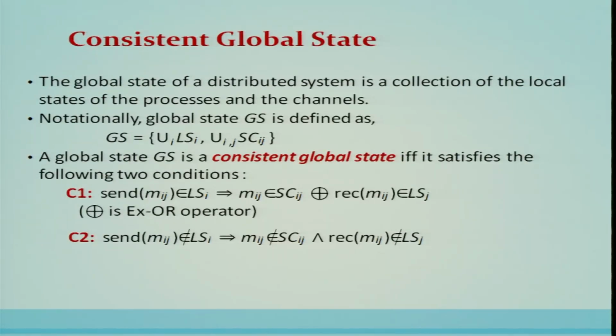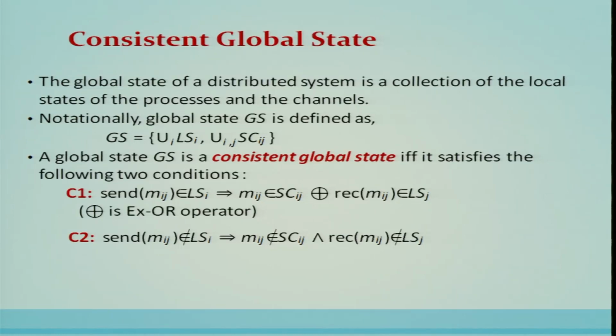Consistent global state definition. The global state of a distributed system is a collection of the local states of the processes and the states of the channels. Notationally, global state GS is defined as the union of all the processes' local states LSi and the union of all the channel states SCij. So global state is the collection of all the local states and the collection of all the channel states. A global state GS is a consistent global state if and only if it satisfies the following two conditions, C1 and C2.